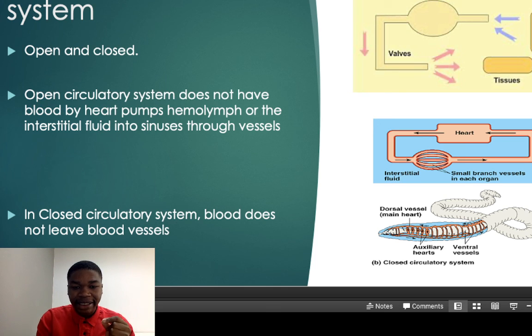In a closed circulatory system, blood does not leave blood vessels. As you can see here in orange, blood is always flowing inside a blood vessel.